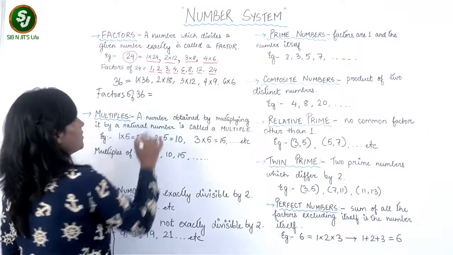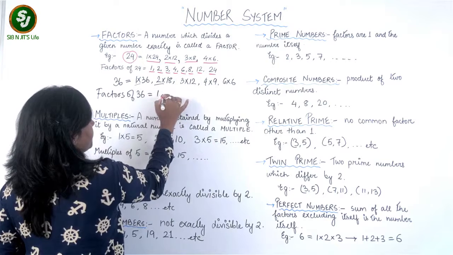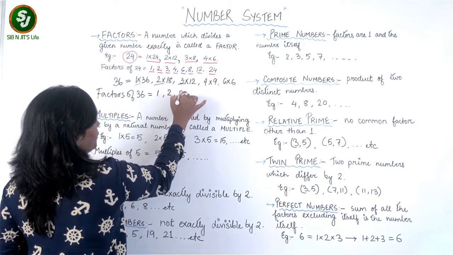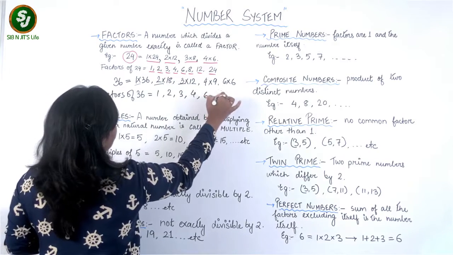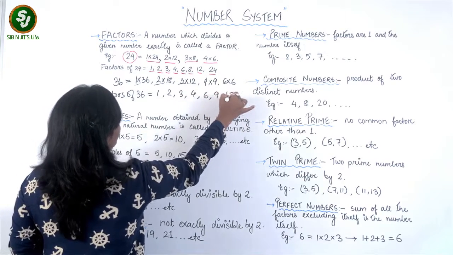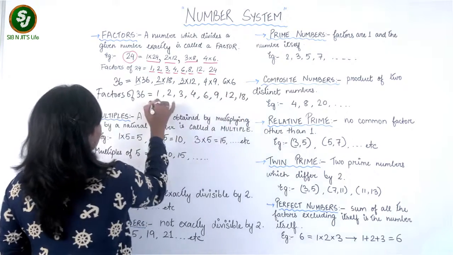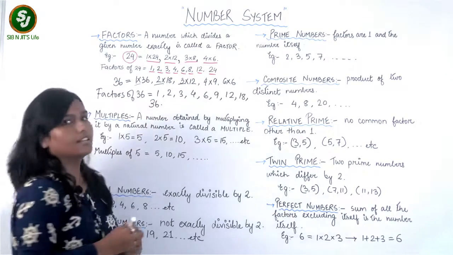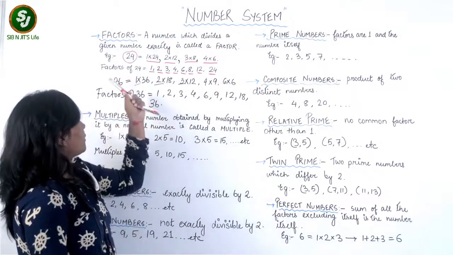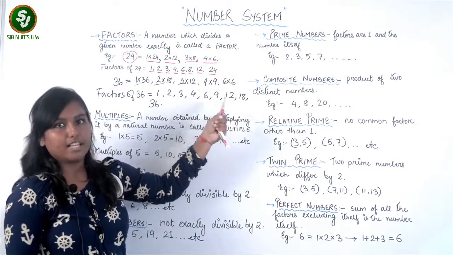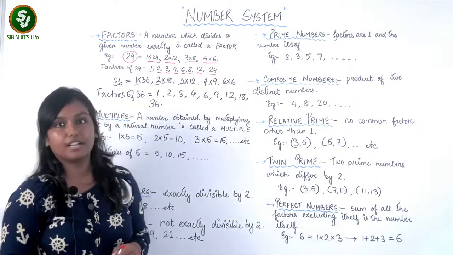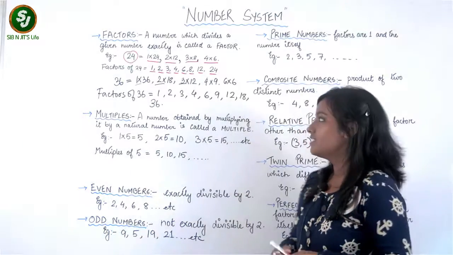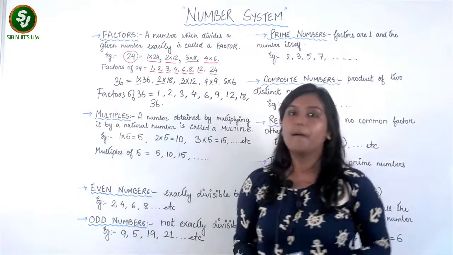The factors of 36 will be 1, 2, 3, 4, 6, 9, 12, 18, 36. Clear? When you divide 36 by these numbers, it will be exactly divisible, and hence these are all the factors of 36. Okay friends, now let's try to understand what are multiples.